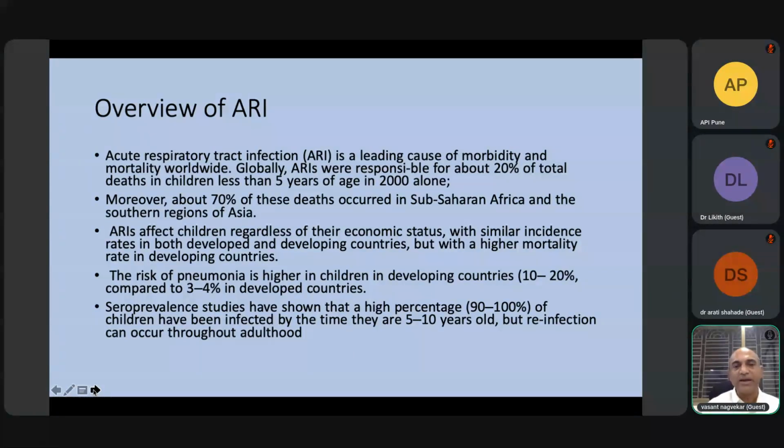The risk of pneumonia is higher in children in developing countries, 10 to 20% compared to 3 to 4% in developed countries. We will see in one of the papers how it differed from low income to middle income to high income countries. Does that really matter? We will see in one of the slides. Seroprevalence studies have shown that 90 to 100% of children have been infected by the time they are 5 to 10 years old. That means by the time the child is 5 years old, almost 90% of children have suffered from human metapneumovirus or possibly RSV. But reinfection can occur throughout adulthood because it does not give you lifelong protective immunity.